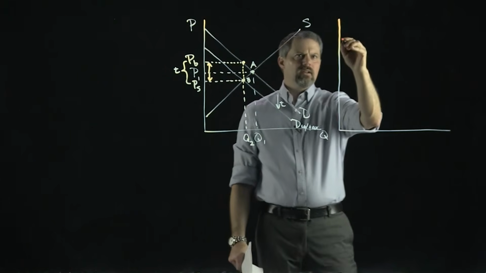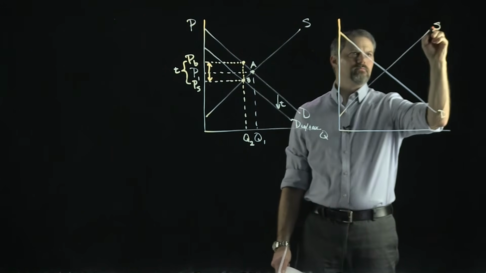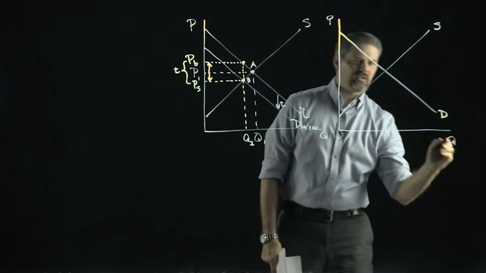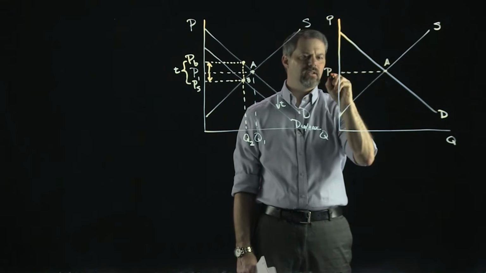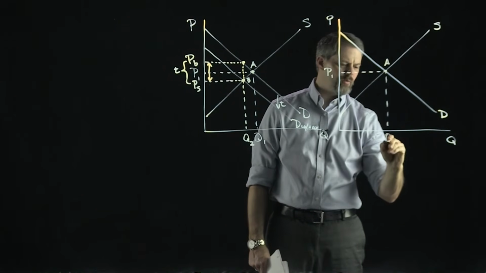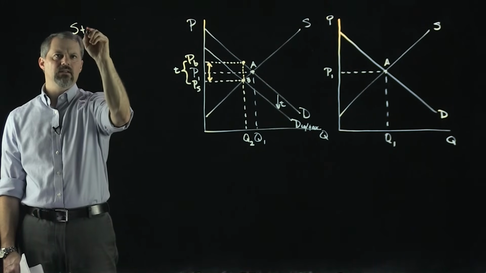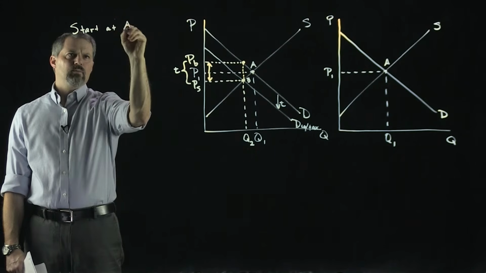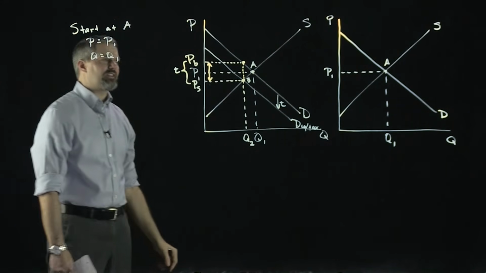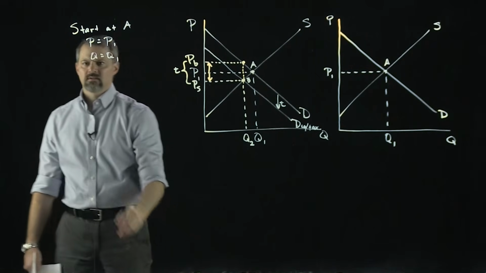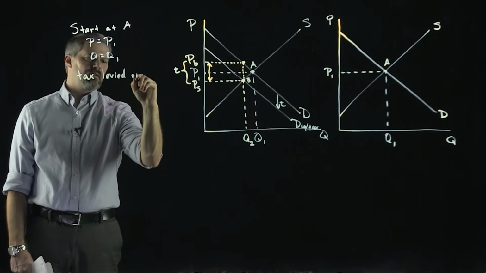So let's draw a similar set of demand and supply curves. My initial equilibrium's right here at point A, my initial price of P1 and initial quantity of Q1. Okay, so we're going to start at A, price equals P1, quantity equals Q1, and now let's have a tax levied on sellers. Okay, tax levied on sellers.